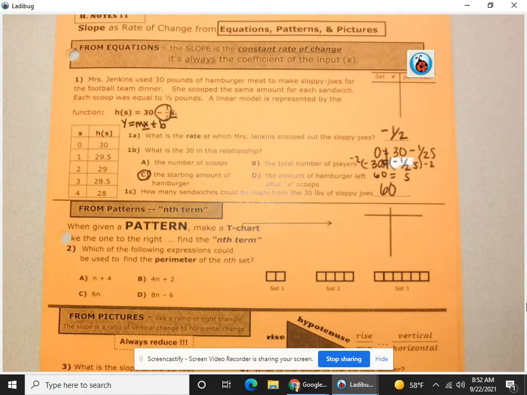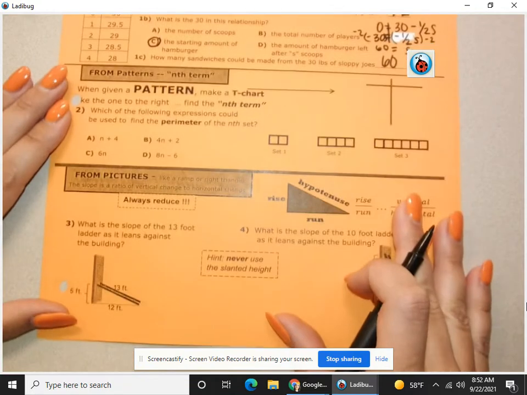Okay. With this one, it's kind of easy because you've got 30 pounds. Each one is 1/2 pound. How many can you get? Any questions over problem number 1? Okay, let's look at problem number 2.